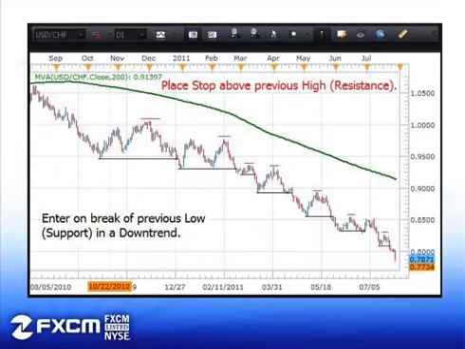My stop would go in that area. You could also make an argument for a stop there or a stop there. The safest, most conservative, and if nothing else I'm conservative when it comes to my trading, my stop is going to go above there.